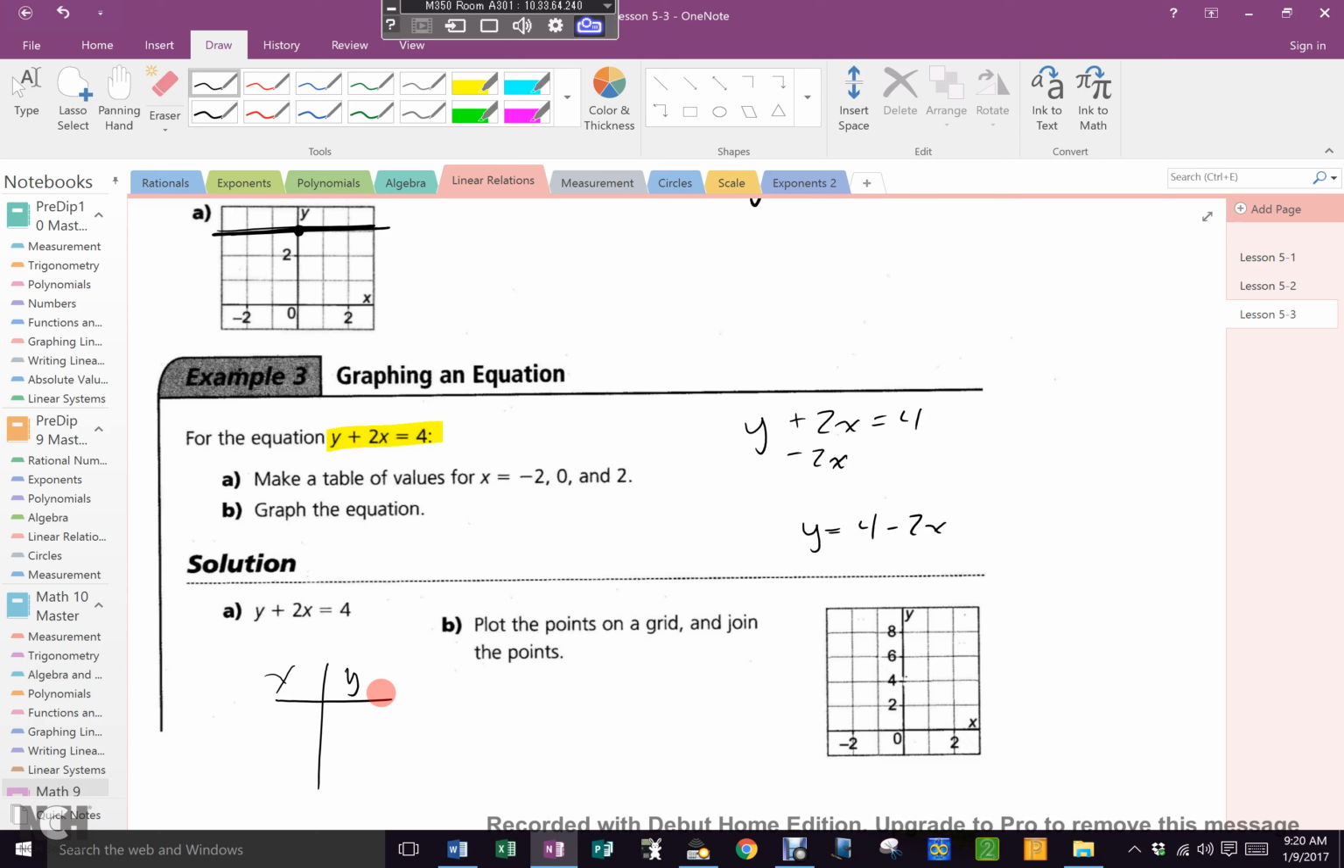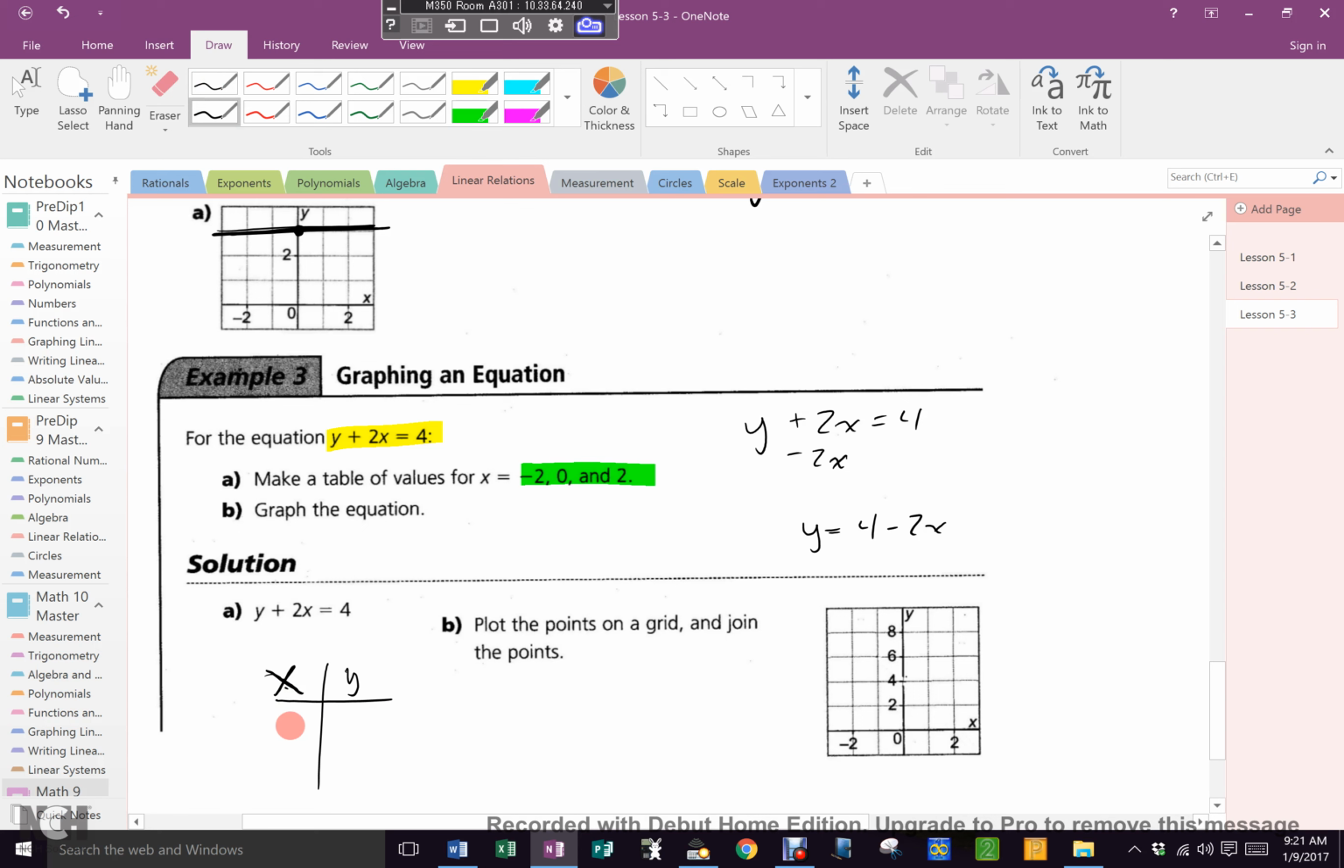I can choose any numbers I want. Always use 0, and then a positive and a negative. So what did I give you here? A negative, a 0, and a positive, right? So what goes in here for x? What's the first x I'm going to use?